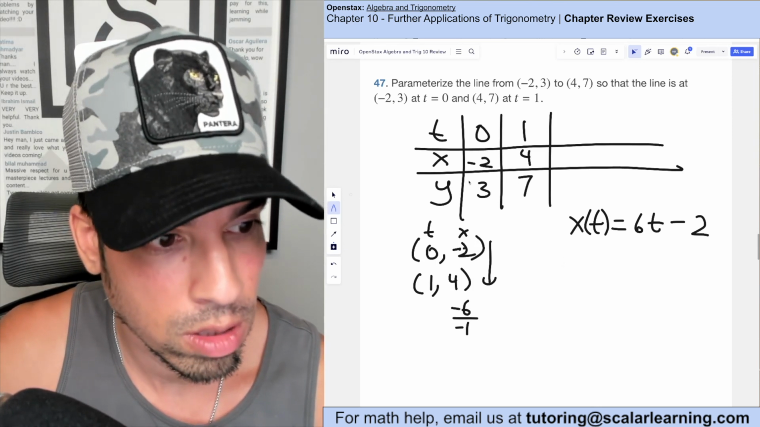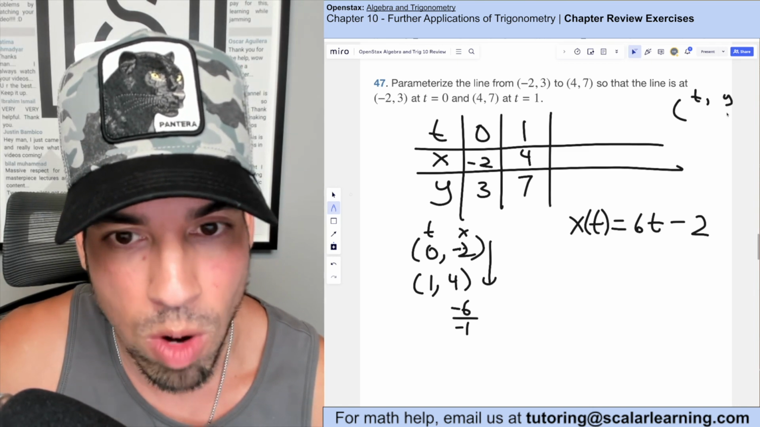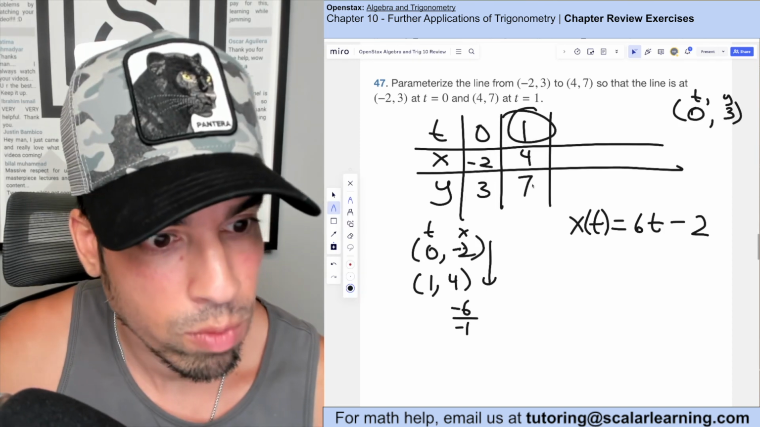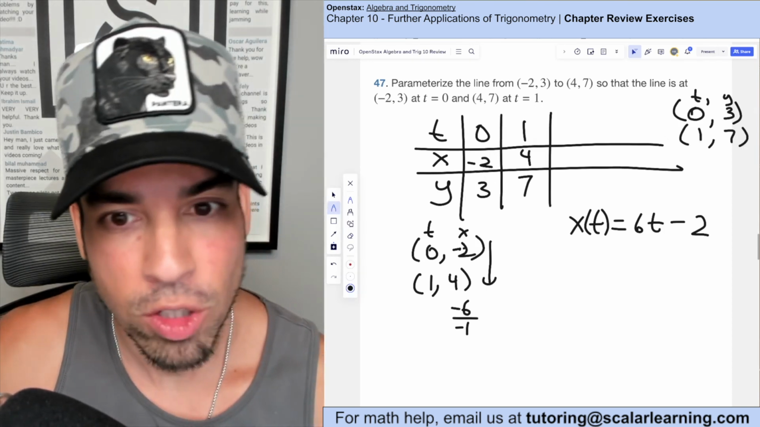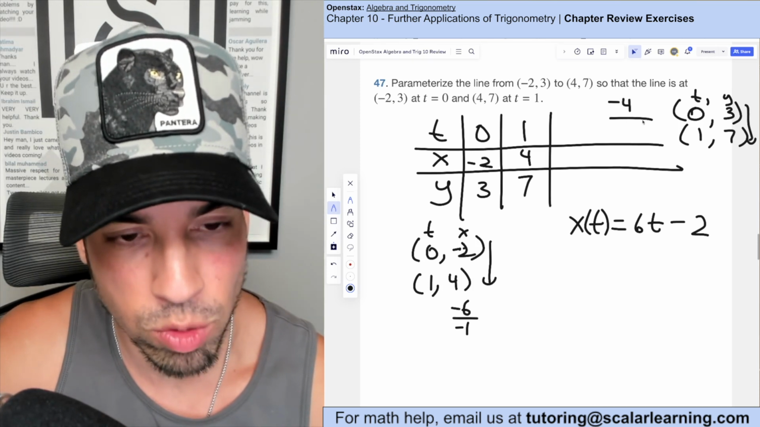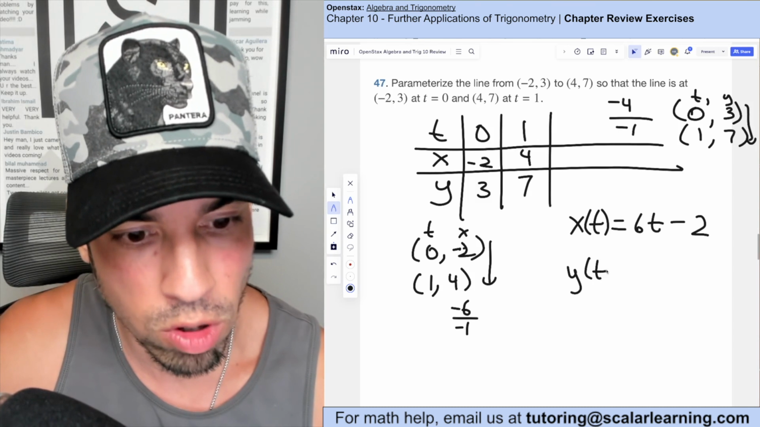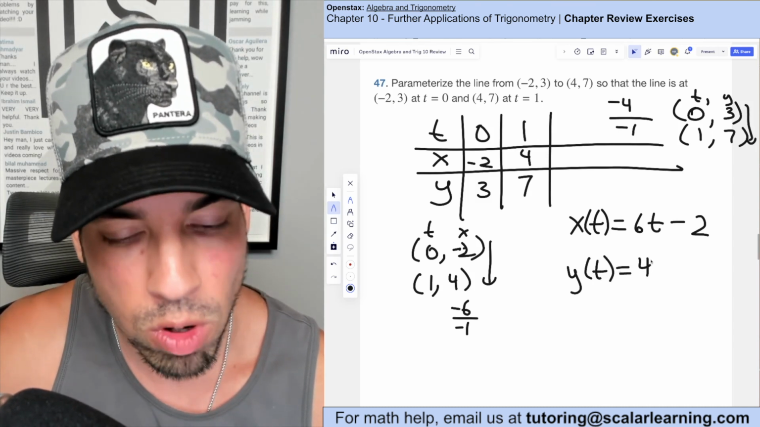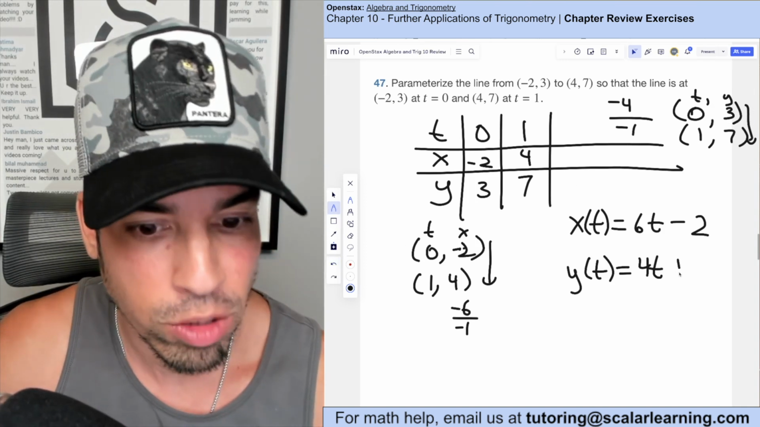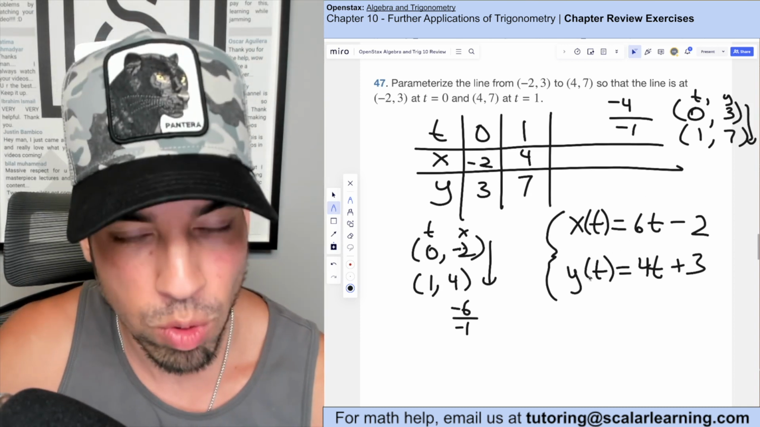Now for the y of t equation, I'll do another two coordinates with t comma y like so. We've got 0 and 3, and then we'll also have 1 comma 7. And now I'm going to do the same thing. I'm going to get the slope. I'm going to subtract down. 3 minus 7 is -4. 0 minus 1 is -1. So -4 over -1 is a slope of 4. So we have y of t equals 4, the slope times the variable, and then plus that intercept, which is plus 3. So this is the system of parametric equations done.